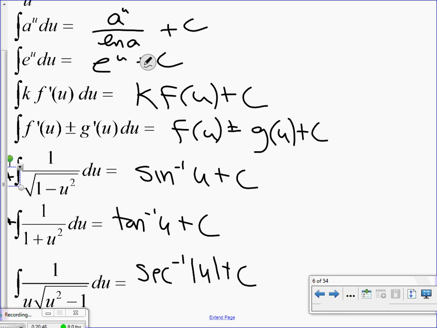Okay. So those are all the basic formulas you have to know. Differentiation formulas and integration formulas. Okay so far? Maybe that was fun? Good.